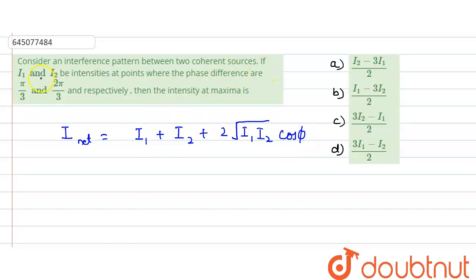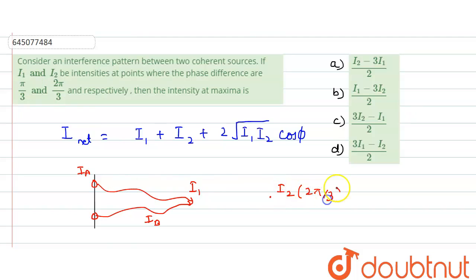Now, in this case, we have been given that I1 and I2 are the intensities at the point. That means, for example, if we draw one source like this, this is one of the sources and this is another source. This one has an intensity of IA and this one has an intensity of, let's say, IB. Here it is given that when the phase difference is pi by 3, the intensity is I1, and at some other point where they meet, the intensity is I2 when the phase difference is 2 pi by 3.